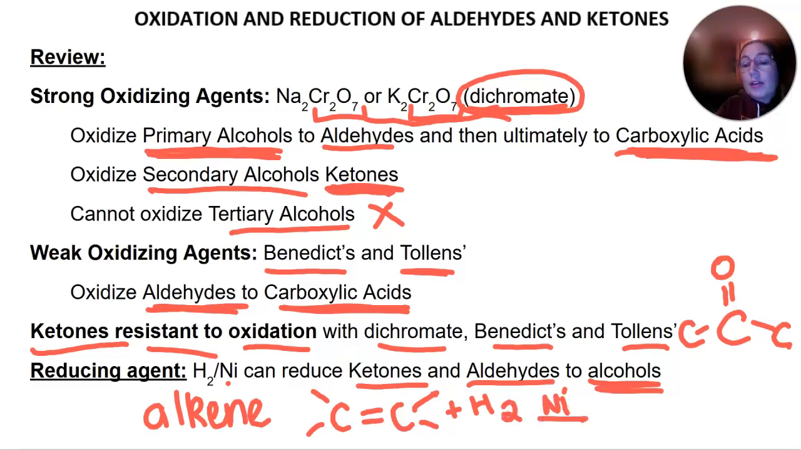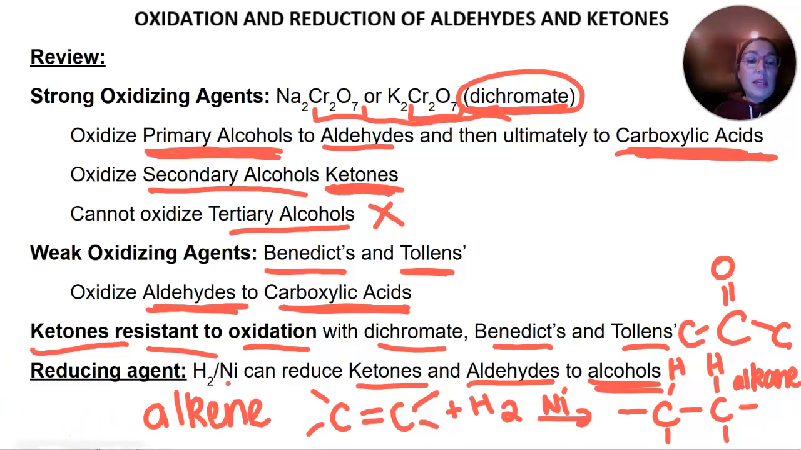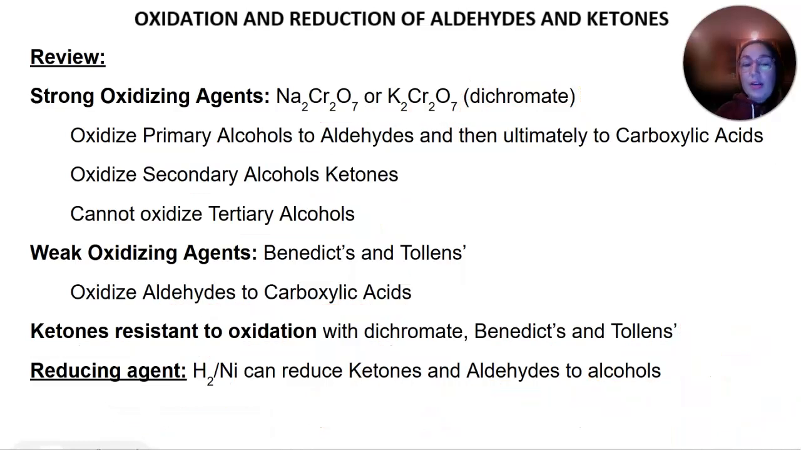When we used a metal catalyst, we were able to break the double bond and make a single bond, and we were able to go ahead and add hydrogen across that alkene and convert it into an alkane. So we've used this reducing agent before. We've used this reagent set before, but we're just going to use it a little differently here.